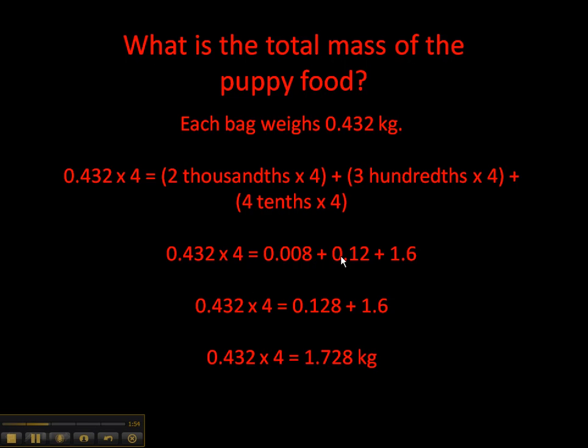If we break that down a little bit more and add them together, we are going to add 8 thousandths to 0.12. That gives us 0.128. And now we're going to add that to 1.6. That gives us 1.728 kilograms, or 1 and 728 thousandths.